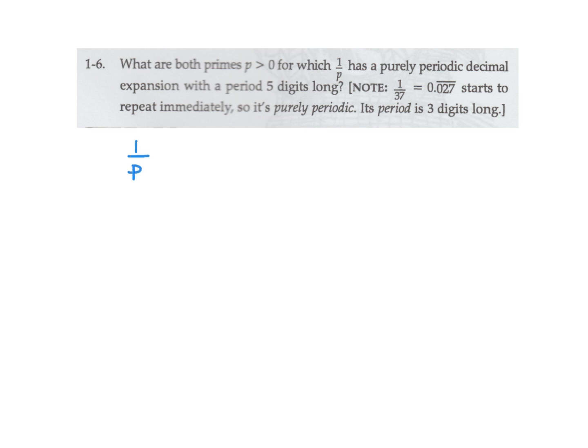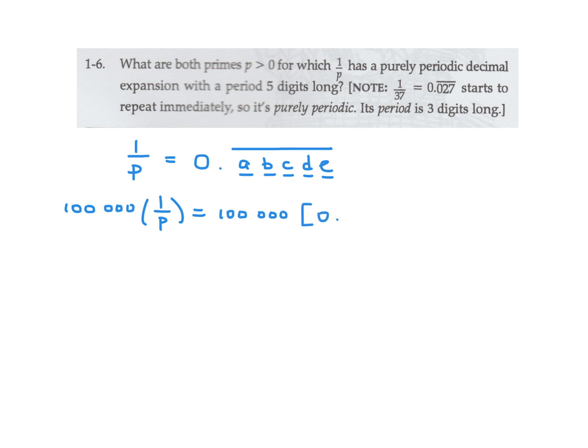1 over p, they're saying, is some decimal that's 5 digits in terms of its period. So let's just call it A, B, C, D, and E, right? 1, 2, 3, 4, 5. And we put that big line to show that it keeps repeating. It would be A, B, C, D, E, A, B, C, D, E, and so on. So what I will do is I will multiply both sides by 100,000. And if I do 1 over p and then 100,000 times that 0.A, B, C, D, E, repeat like that.